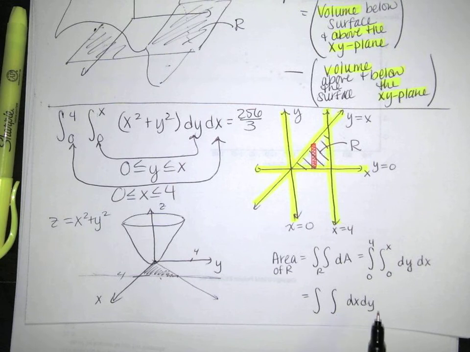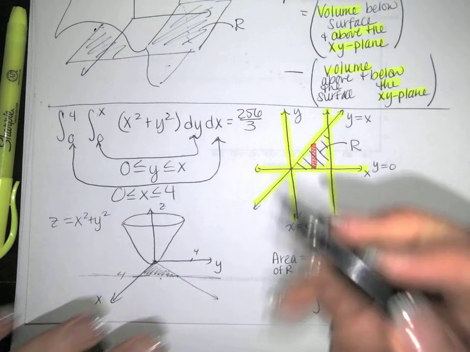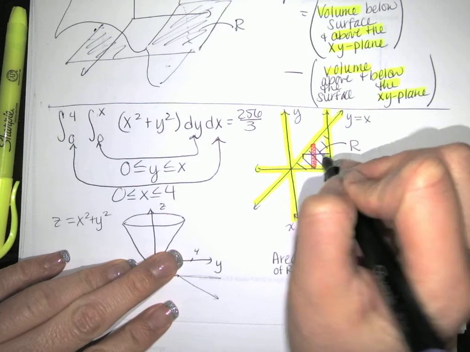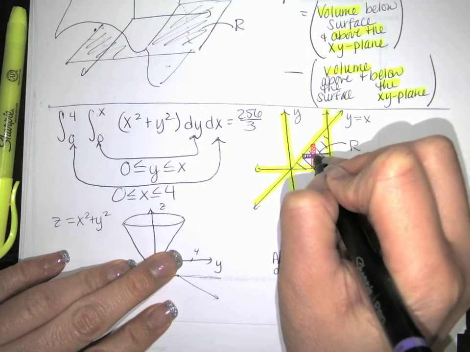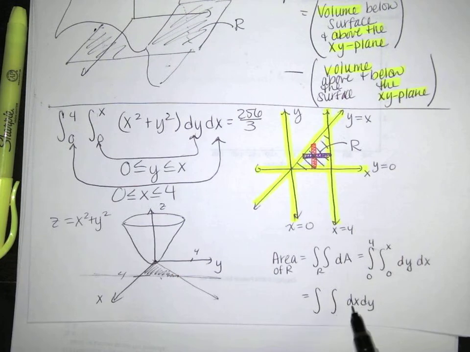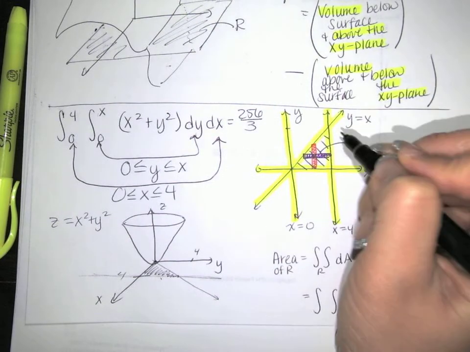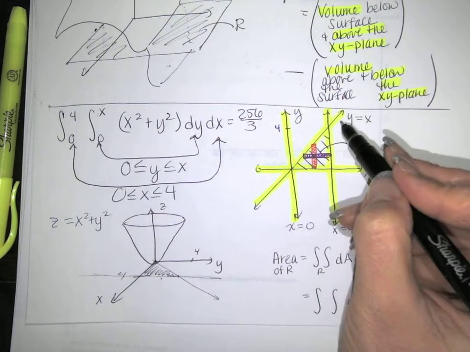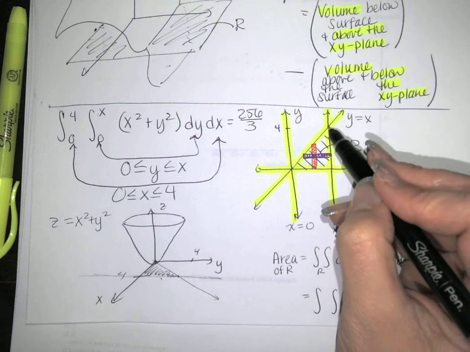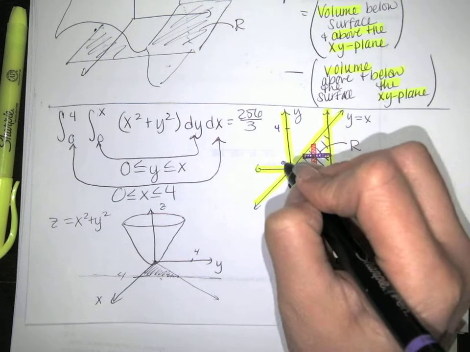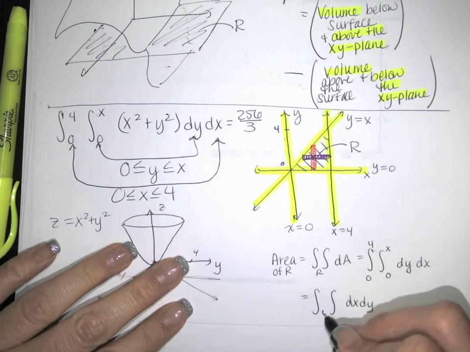Now, when I do the dx dy integral, I want to draw my rectangles the other way. And I want x to go from a function of y to a function of y. And I want y to go from a constant to a constant. Let's do the constant part first. It's easy to see. If that's y equals x and this is x equals 4, well, that must be y equals 4. So y goes from 0 to 4.